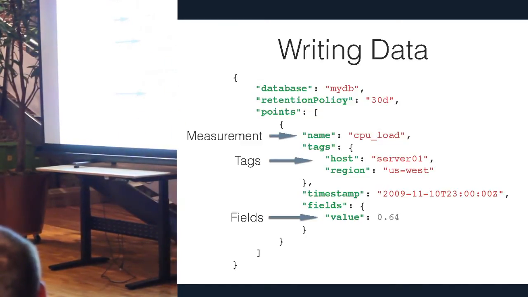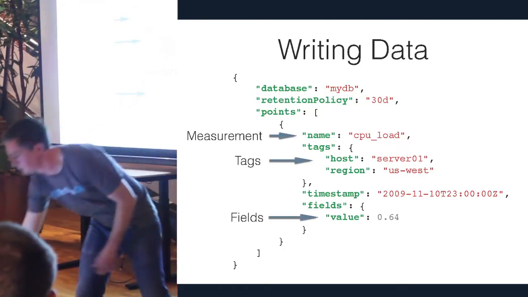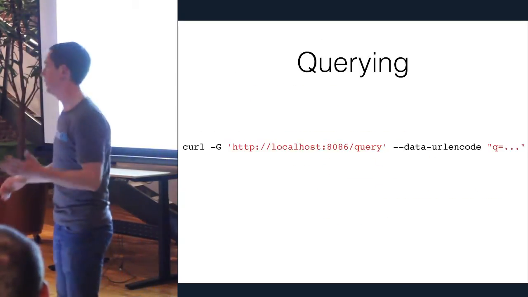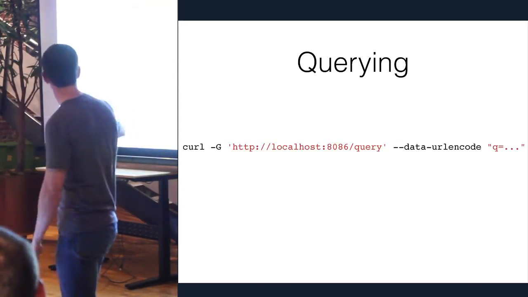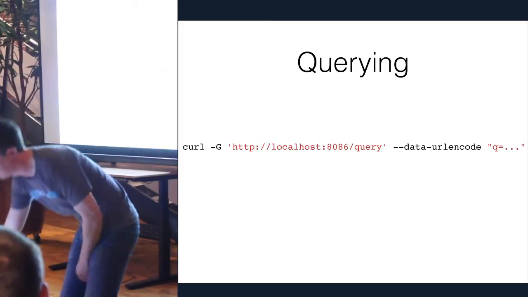This is an expanded, very verbose way to write in the data. But there you can see you have a measurement name, you have the tags that describe the point, a timestamp, and then you have the fields. Querying is also very simple. You do a get on this URL, and you pass it a query string.